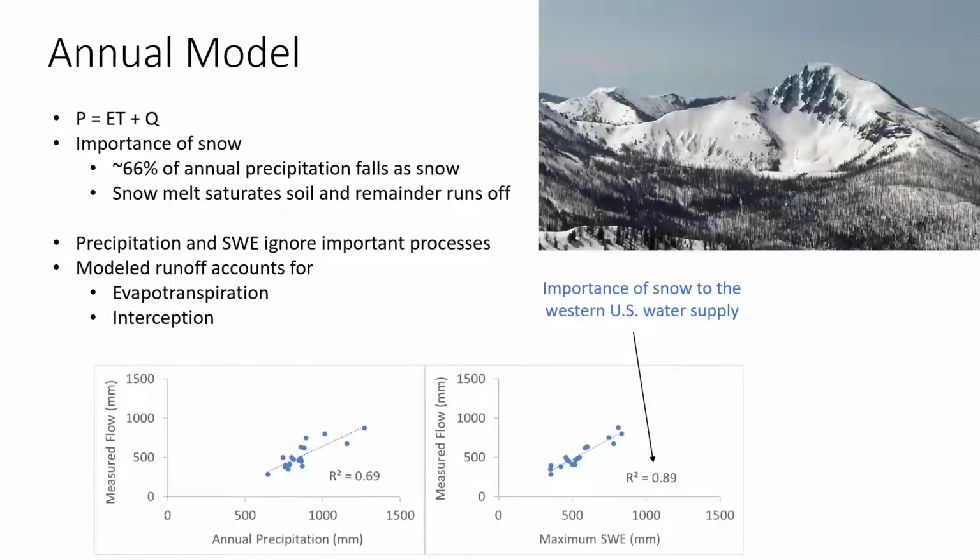So our annual model allows us to consider some basic relationships, like what is the relationship between annual precipitation and measured flow? In this case, it's got an R-squared of 0.69, so that's pretty good. But it turns out that the relationship between the maximum snow water equivalent in the snowpack, when it reaches its maximum water content, is a much better predictor of measured stream flow. And so this suggests why our interest is focused a lot on snow in these studies that Teo will talk about in a minute, but it also suggests why snow is so important to the western U.S. water supply.